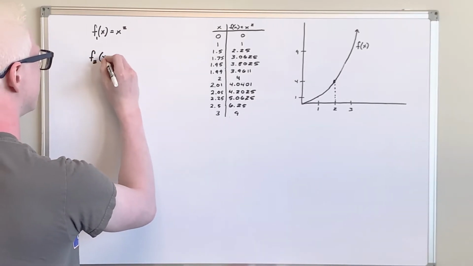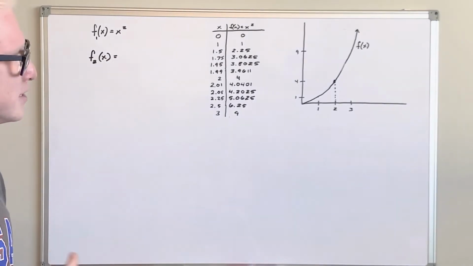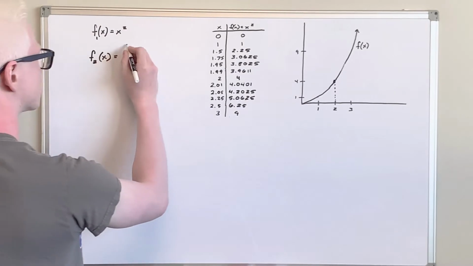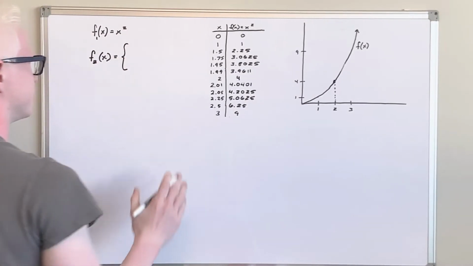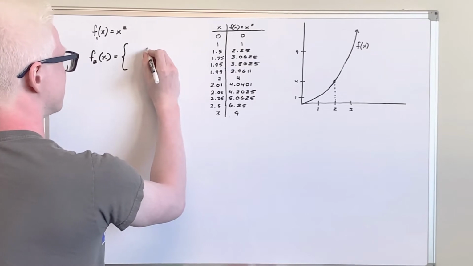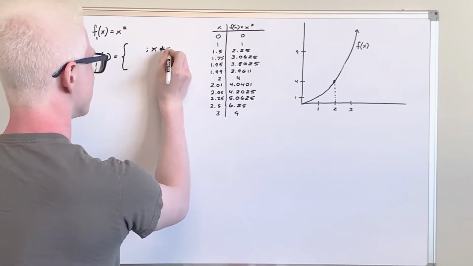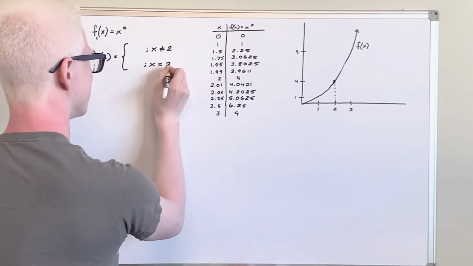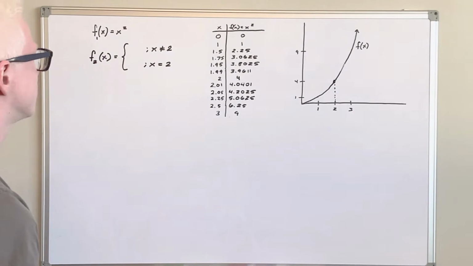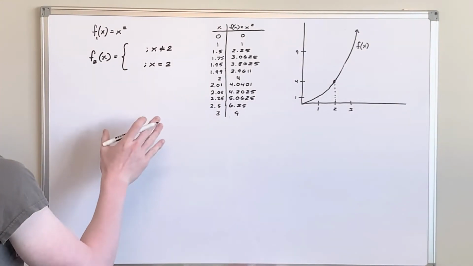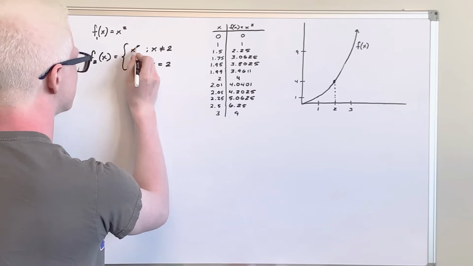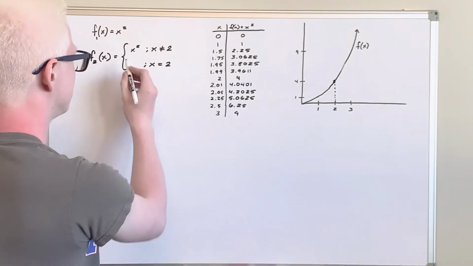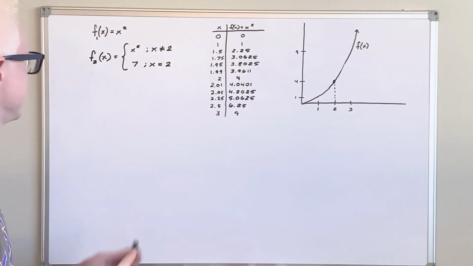But let me go ahead and define another function. We're going to call this f2 of x. And we're going to define this slightly differently. It's going to be pretty much the same function with one variation. So we're going to split this up. And I'm going to define for all values x is not equal to 2. And then I'm going to define another function for when the value of x is 2. So when x is not equal to 2, I'm going to say that the function is still x squared. Now, when the value is 2, I want to define it differently. I want to say it's 7.